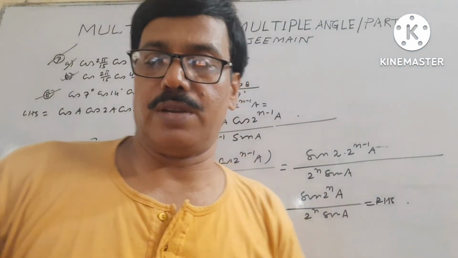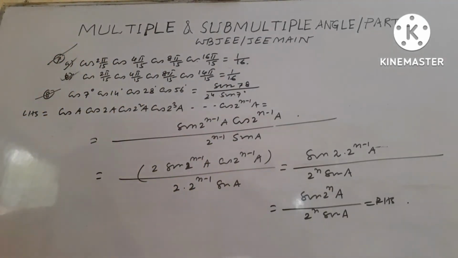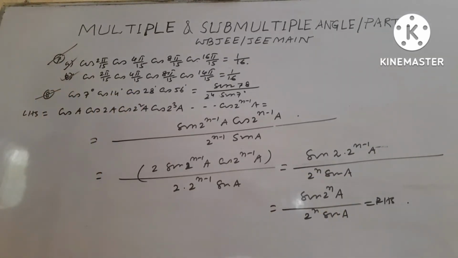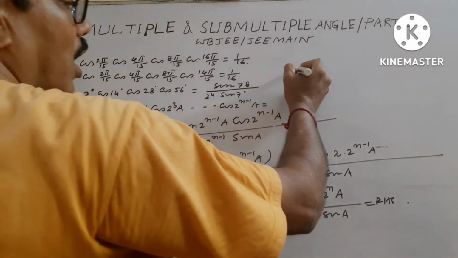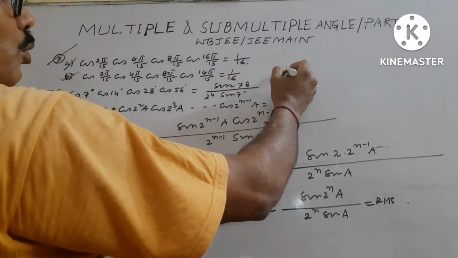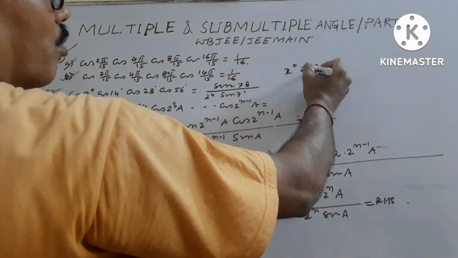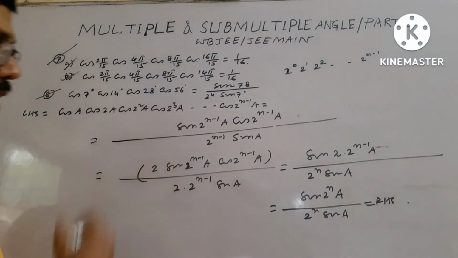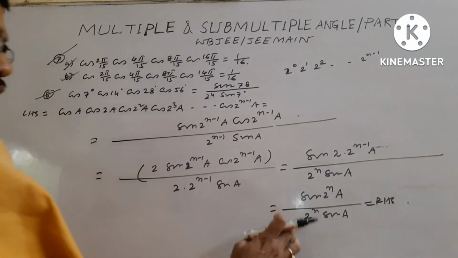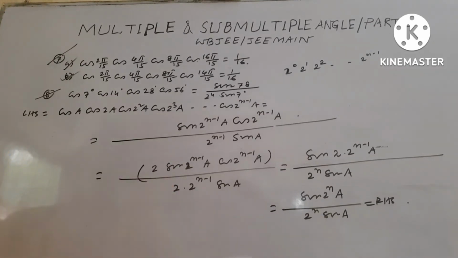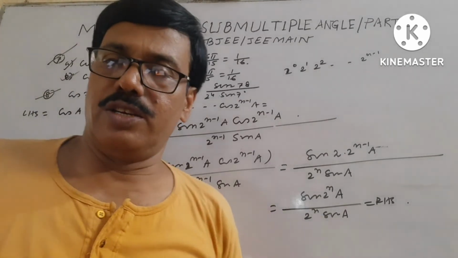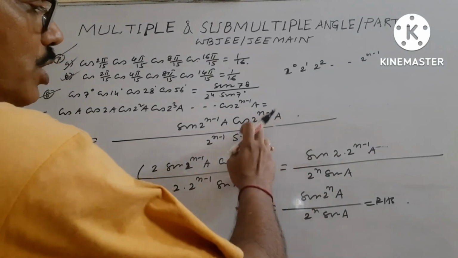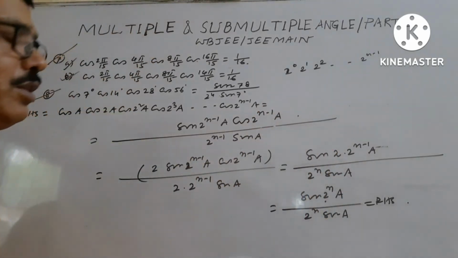So what is our observation? Look at it again. Here there are 4 terms, so the denominator is 2 to the power 4, then sine of this term. Here there are n terms: 2 to the power 0, 2 to the power 1, 2 to the power 2, up to 2 to the power n minus 1. So how many terms? N number of terms. So the denominator is 2 to the power n into sine of this term, and the numerator is sine 2 into the greatest angle. What is the greatest angle? 2 to the power n minus 1 A. So 2 into 2 to the power n minus 1, so sine 2 to the power n A.